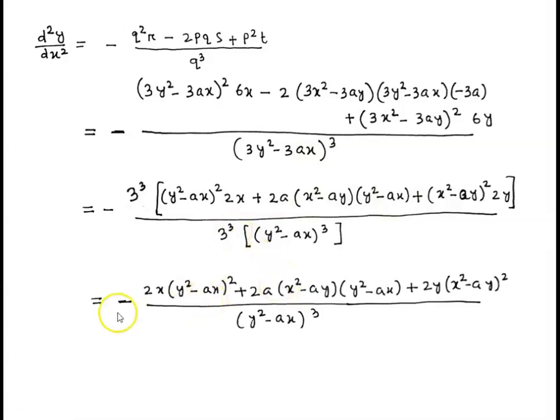Finally, we have d square y divided by dx square as minus 2x into y square minus ax whole square plus 2a into x square minus ay into y square minus ax plus 2y into x square minus ay whole square, divided by y square minus ax cube. So this can be further simplified to find d square y divided by dx square.